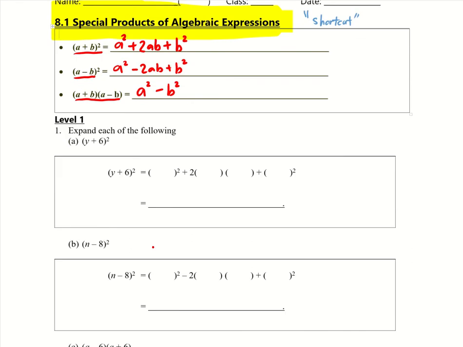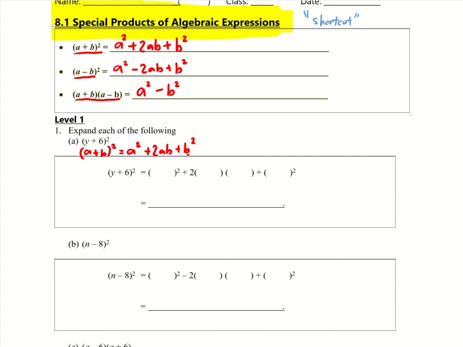In this question we have: expand y plus 6 square. You realize that this fulfills the criteria of the very first one. If you put this in brackets, you can say that y is a and 6 is b, so a plus b square. If I expand this, I'll get a square plus 2ab plus b square.